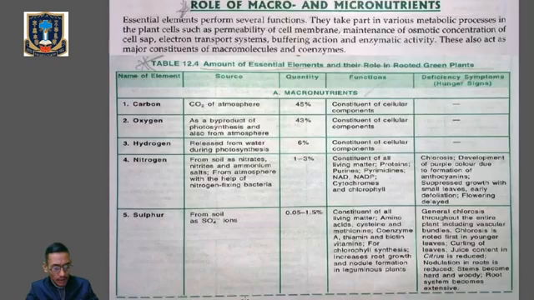Clear? Okay, now we will see the most important part of this chapter, that is the role of macro and micronutrients. It is on page number 12.6. Under this particular topic you have to go with table number 12.4, which is on page number 12.9, because you have to go through table number 12.4 to see the importance of the elements.